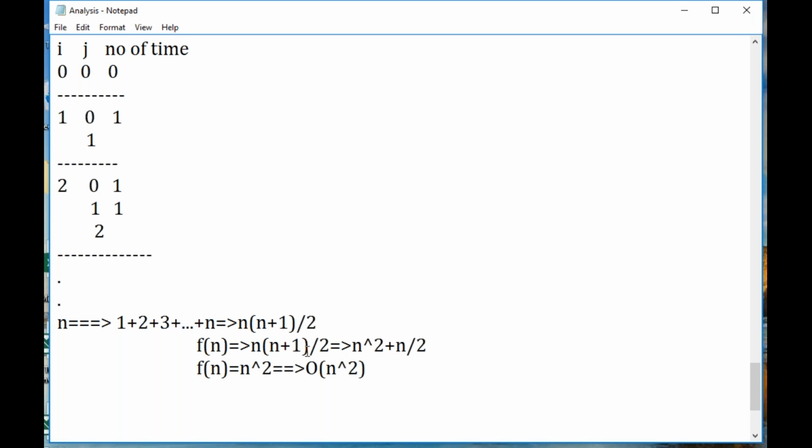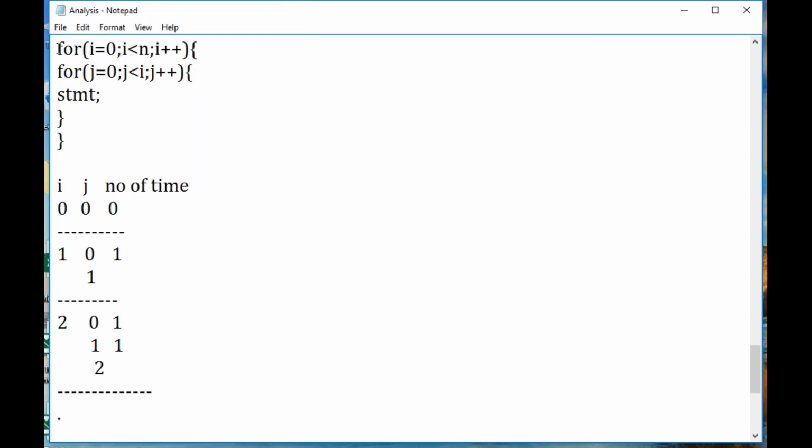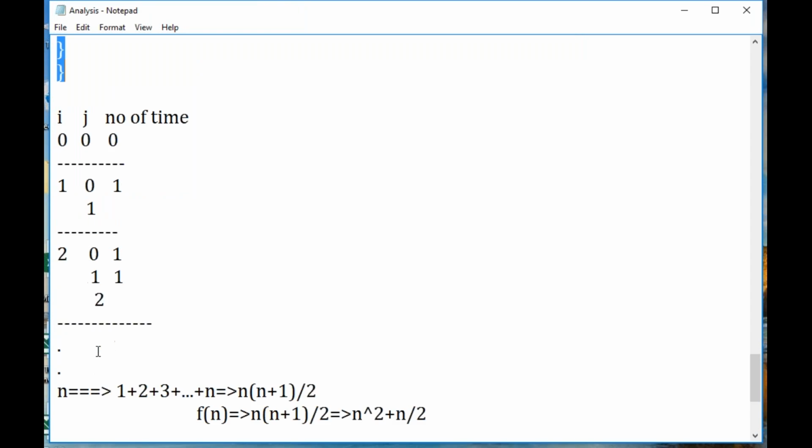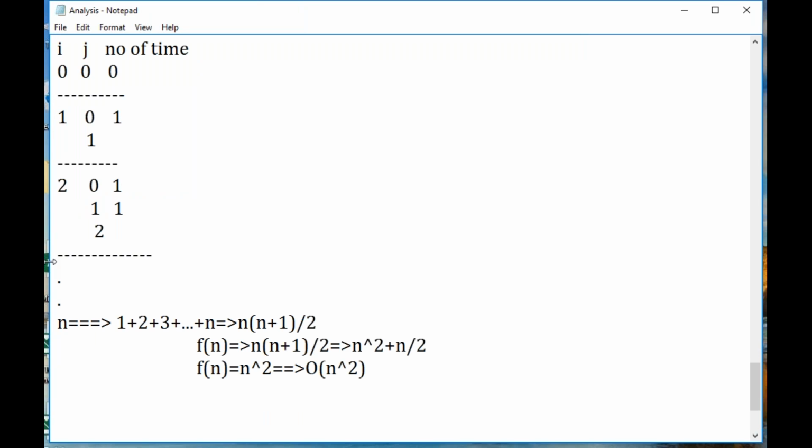Is this clear? Can I move to the next one? Do you have any doubt on it? If the program is like this, you can trace it, and you'll get certain logic behind it. So you can convert this logic into a formula.